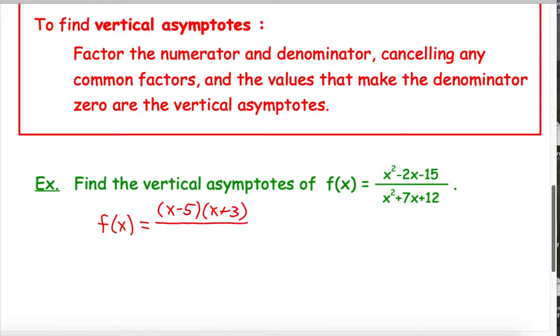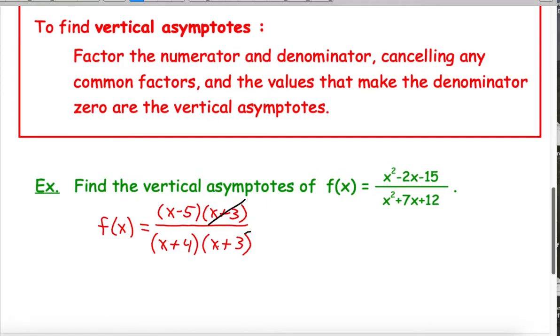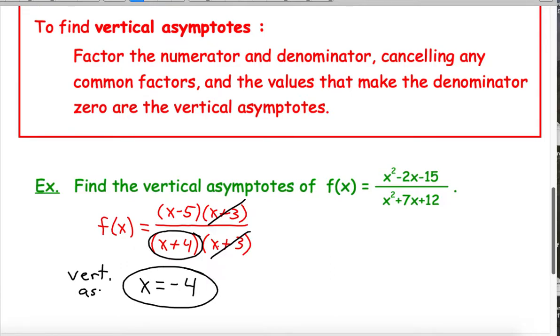All that practice with factoring in algebra 1 and 2 comes into play now. And then in the denominator, x plus 4, x plus 3. So we do have common factors, x plus 3's, those cancel. And so now I'm looking at the denominator, and if x were equal to negative 4, that's going to cause a divide by 0. That's going to be a vertical asymptote. So this graph will have one vertical asymptote, and that's at the vertical line x equals negative 4.